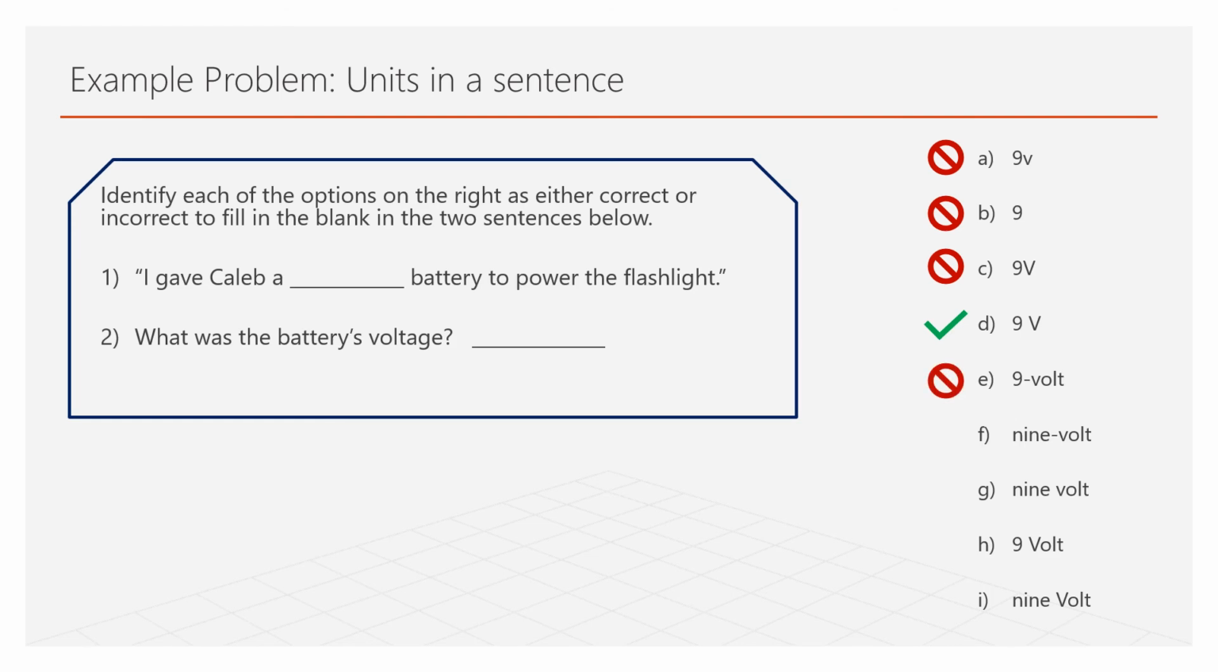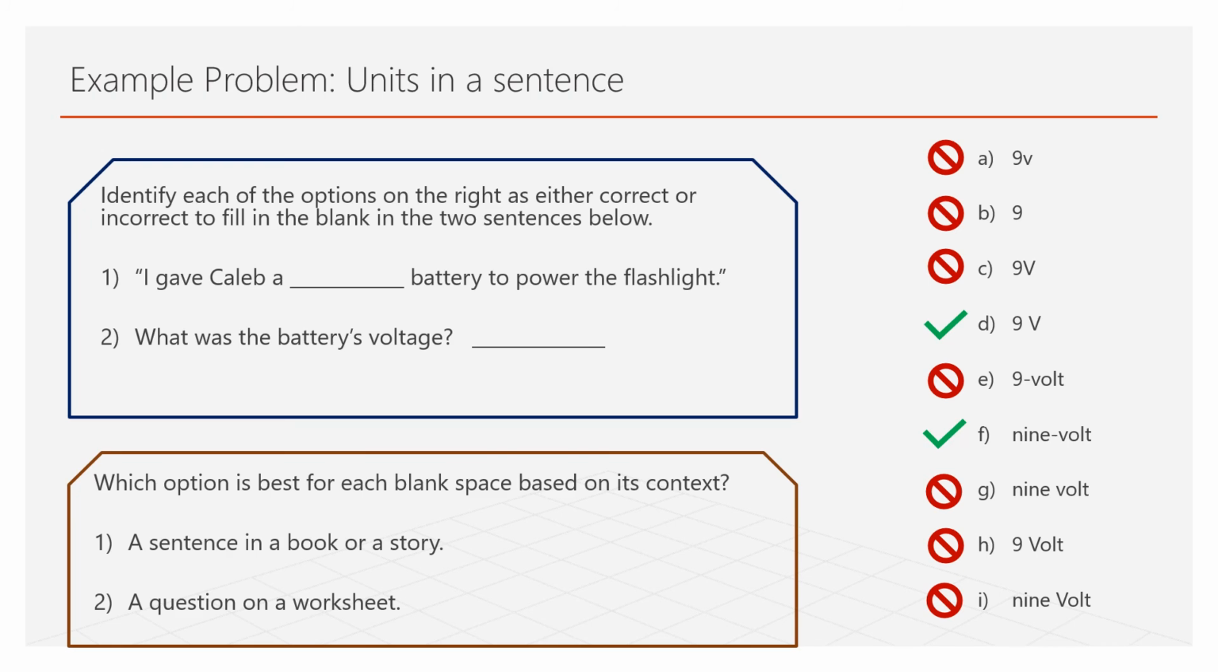Option E would be okay in certain types of circumstances, but in proper writing, for numbers less than 10, you should spell out the word 9, which is the case in F. And because 9 volt is an adjective that describes battery, you should hyphenate it. And that is why G is wrong. In H, volt is treated as a proper noun, and so that is incorrect. And that is also the same case in option I. Volt is not a proper noun.